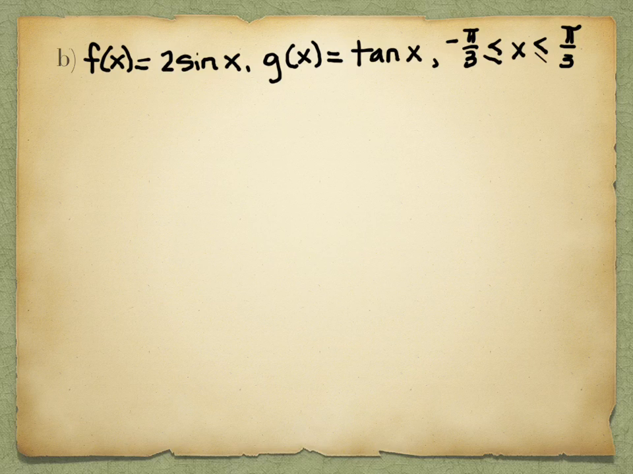You can even use your calculator to get the graph for this. That would be okay, right? We did that on the last one as well. So grab your calculator. You're going to put in 2 sine x into y1 and tangent x into y2, and you're going to graph them. But you only want the graph between negative pi thirds and pi thirds. And everybody's already in radian mode, so don't think that you have that to worry about.